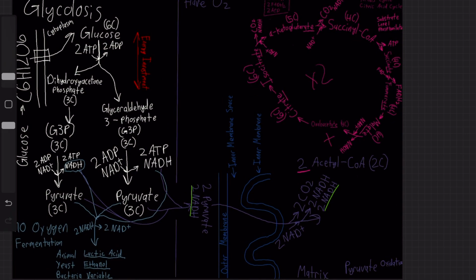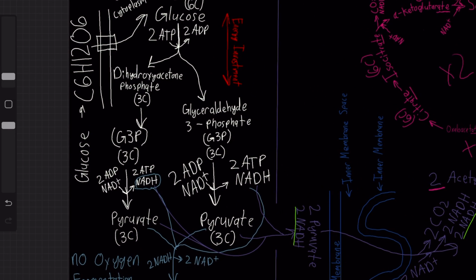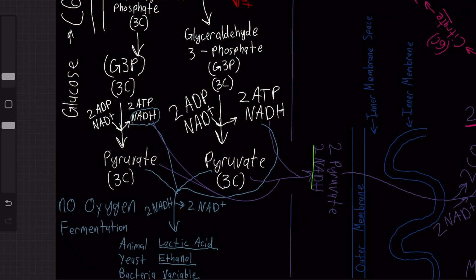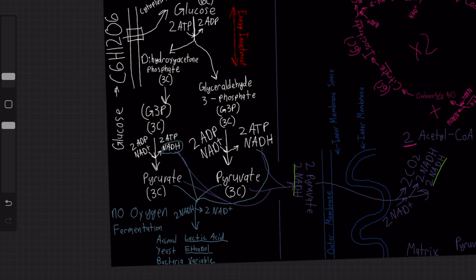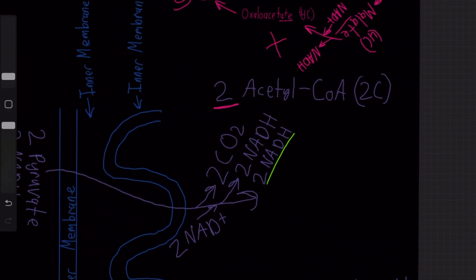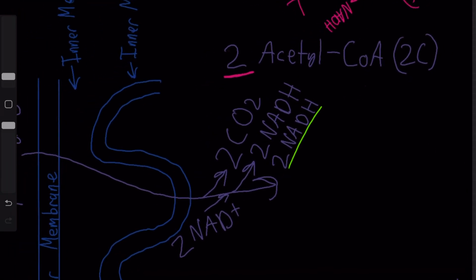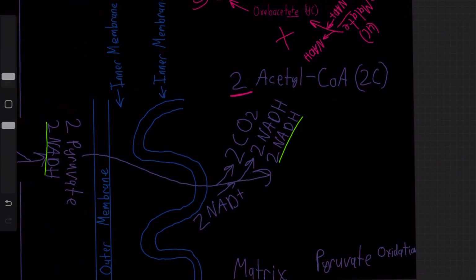So again, to recap, glycolysis will make byproducts of pyruvate and 2 NADHs. So we have 2 NADHs from glycolysis entering the cell. While pyruvate is entering the cell, it's being oxidized, and it's making 2 acetyl-CoAs, which are 2 carbons, which means it's also releasing 2 CO2s, and it's also making 2 NADHs.